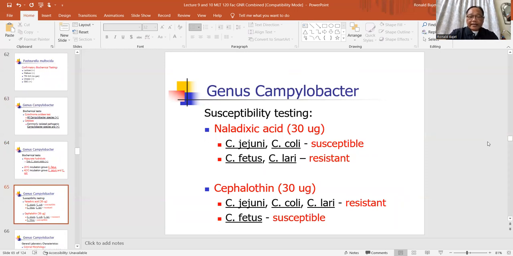Make sure you know this slide. Nalidixic acid, 30 micrograms. Campylobacter jejuni is susceptible to nalidixic acid, and Campylobacter coli is susceptible to nalidixic acid. And Campylobacter fetus is resistant to nalidixic acid. Cephalothin: Campylobacter jejuni is resistant, coli is resistant, and fetus is susceptible to cephalothin. On a test, you'll be given a table with nalidixic acid and cephalothin in the columns, and organisms on the right-hand side, and you have to tell me susceptible or resistant. I'm going to put a table together for you to study, but make sure you know the difference between jejuni and fetus. Those are the two main pathogens, and I'll give you a table for your review.